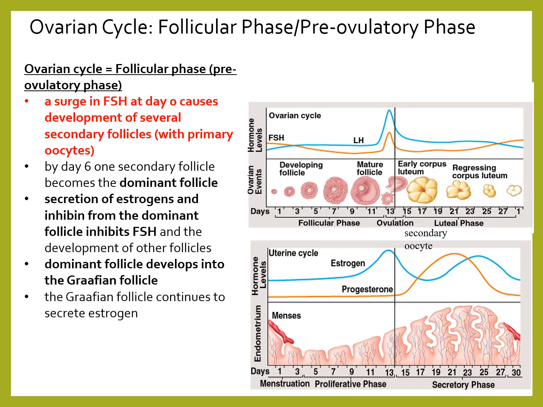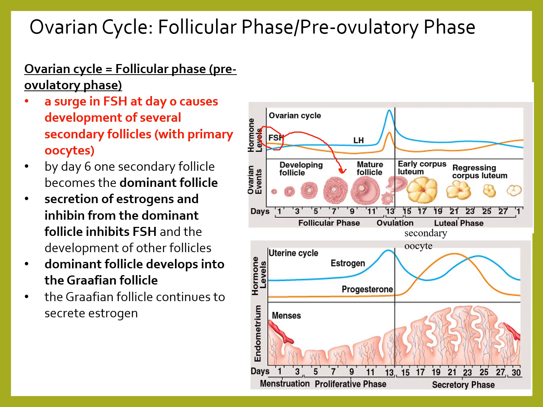As I mentioned in the previous slide, at day 0 we're relieving this inhibition on the hypothalamus and the anterior pituitary. We're going to get a pulse of gonadotropin-releasing hormone, and we're going to get a surge of FSH. This surge of FSH, you can see over here, happens at about day 0. It is going to have an effect on the follicles. FSH is named follicle stimulating hormone because of its effect on ovarian follicles.